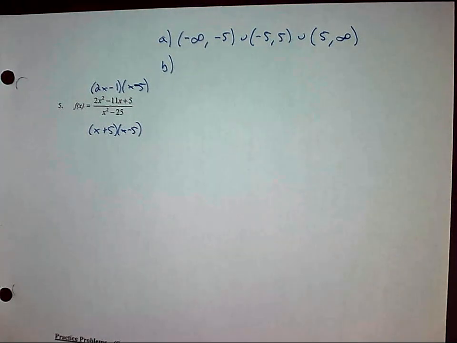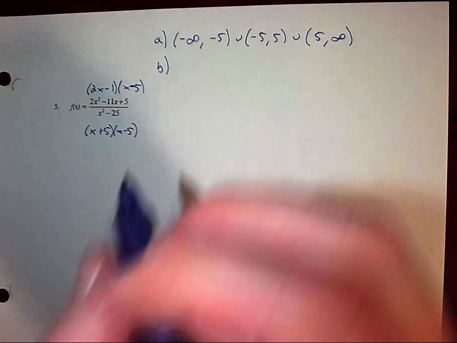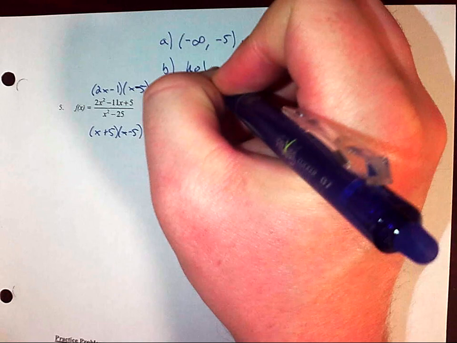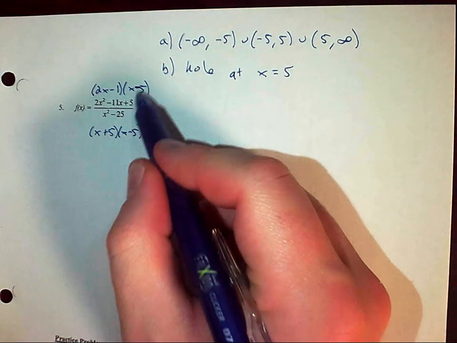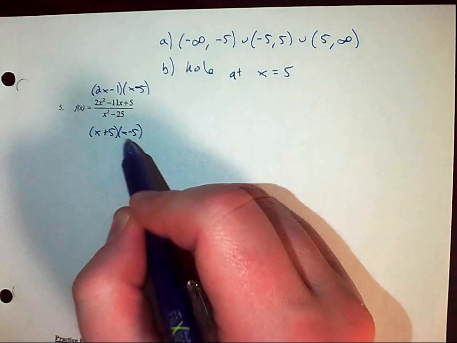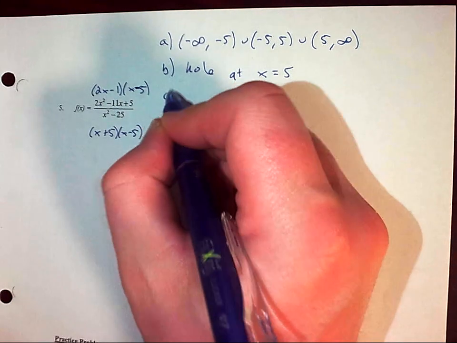This should be a minus. So do we have common factors? Well, we sure do. It's x minus 5. So therefore, we have a hole at x is equal to 5, since that's our common factor, and x is equal to 5 would make our common factor equal to 0.